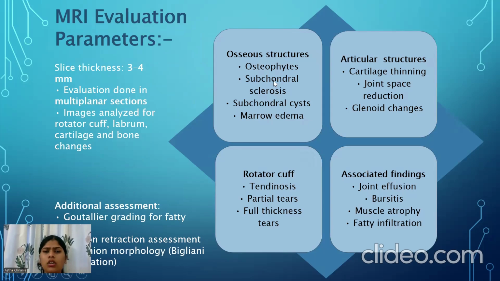The osteostructure included osteophyte, subchondral sclerosis, subchondral cyst, and marrow edema. The articular structures included cartilage thinning, joint space reduction, and glenoid changes. Rotator cuff pathology such as tendinosis, partial and complete tear were noted, with the amount of retraction and fiber retraction, and associated findings such as joint effusion, bursitis, muscle atrophy, and fatty infiltration according to the Goutallier grading were noted.